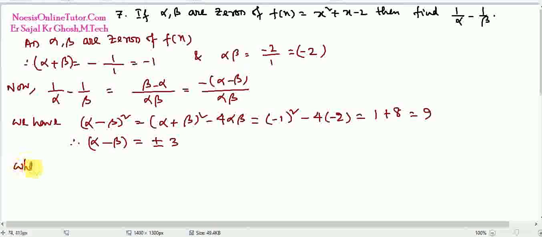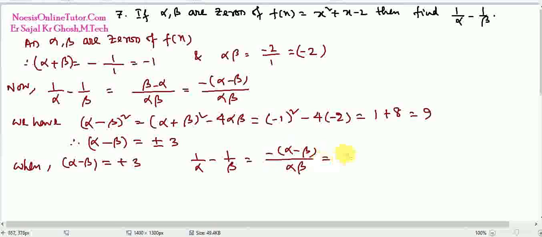When alpha minus beta equal to plus 3, 1 by alpha minus 1 by beta becomes minus of alpha minus beta by alpha beta. This is equal to minus of, what is the value of my alpha minus beta? Plus 3. Alpha beta is minus 2. That means equal to 3 by 2.